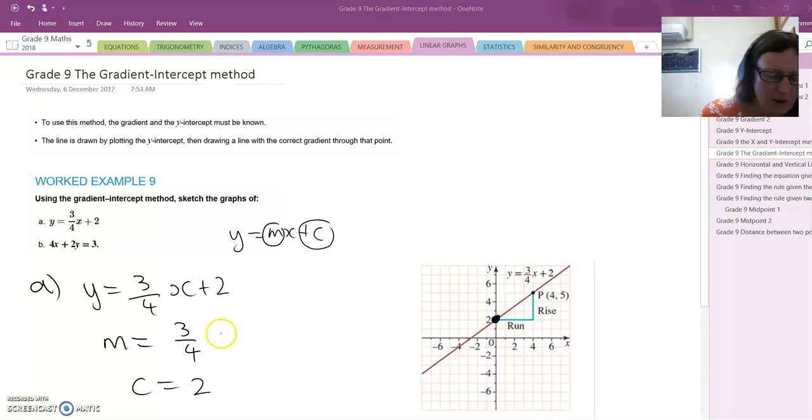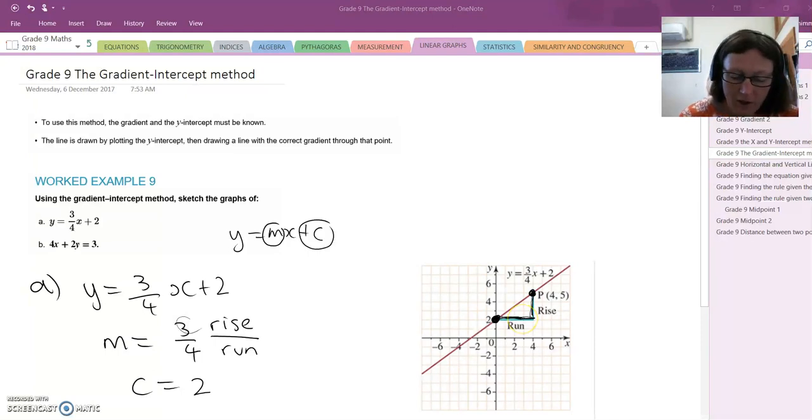A gradient of 3 over 4 means a rise of 3 and a run of 4. So from the point I've marked on, it tells me to run across 4. So on my graph, I go across 4. I rise up 3. Rise 3. So if I run 4, rise 3, I draw my second point. Alright, I then rule my line through those 2 points.